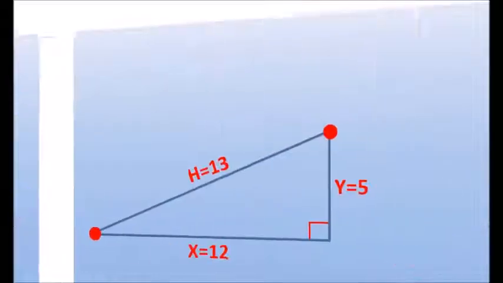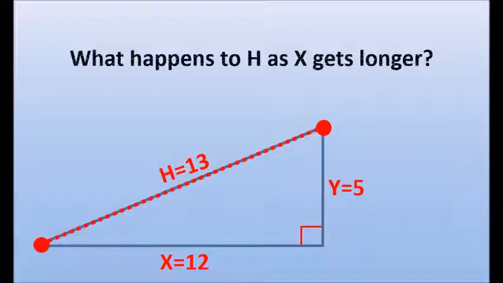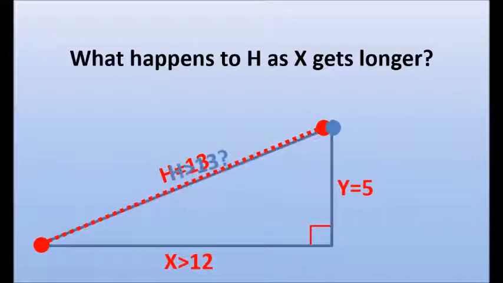Let's start with our classic 5, 12, 13 right triangle. To keep track of things, let's trace over our starting hypotenuse with this dotted red line. For this test drive, let's consider what happens to h, the length of our hypotenuse, when x gets longer, but y stays the same. For example, when we increase x from 12 to 16, the triangle grows like this.